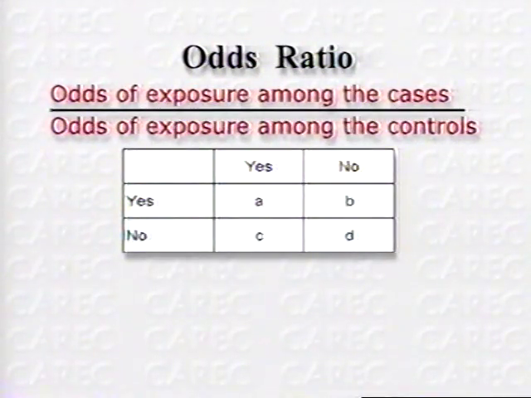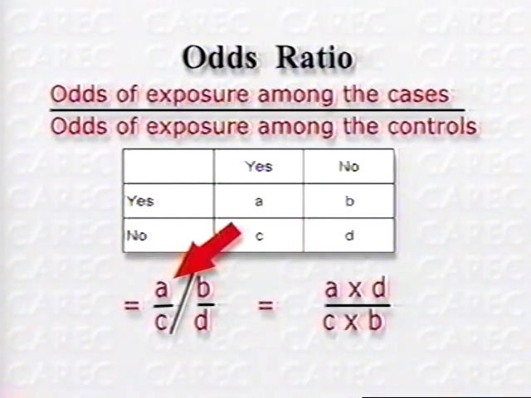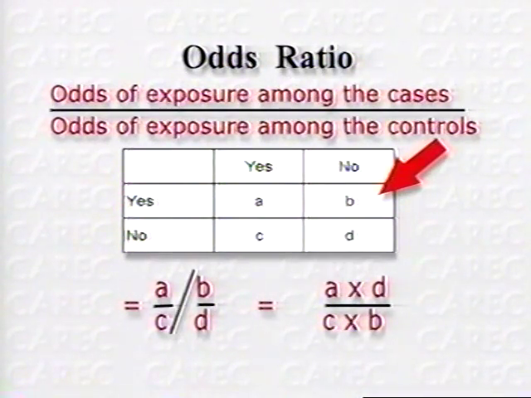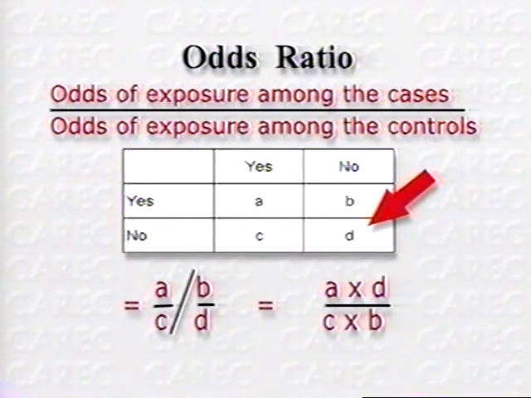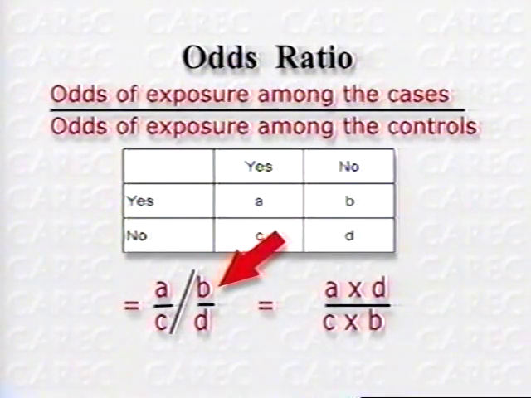The cases are shown in the first column, and those with the exposure are in block A. The cases without the exposure are shown in block C. So the odds of exposure amongst the cases is A divided by C. The controls are shown in the second column, and those with the exposure are shown in block B. The controls without the exposure are shown in block D. So the odds of exposure amongst the controls is B divided by D.